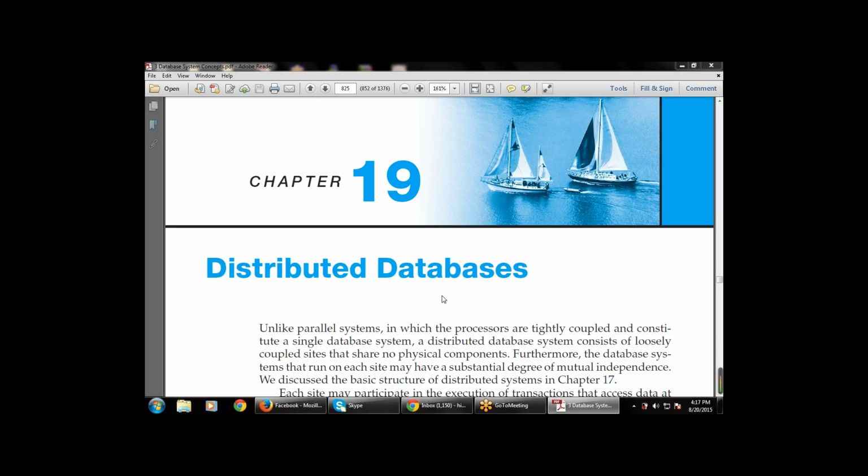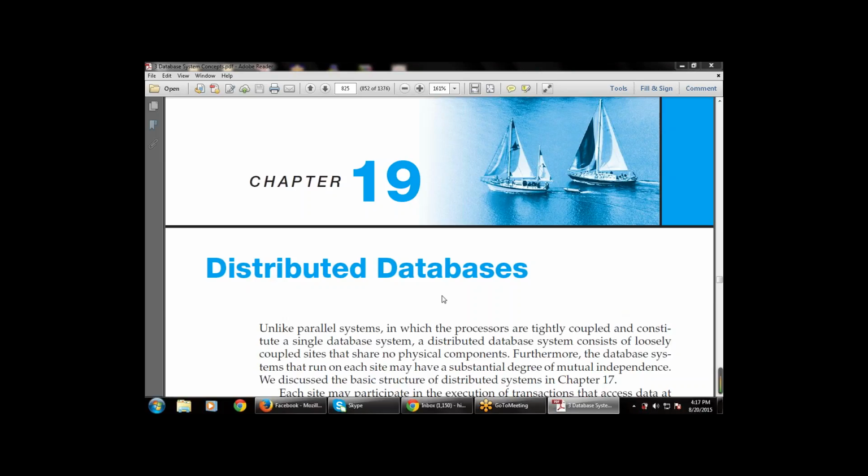Today I am going to continue with the same module, that is database design concepts, and the same chapter, chapter number 19, distributed databases. In the last class we started with chapter 19, that is, how to use a distributed database, what the various advantages of a distributed database are, and what a distributed database is, using a distributed environment.